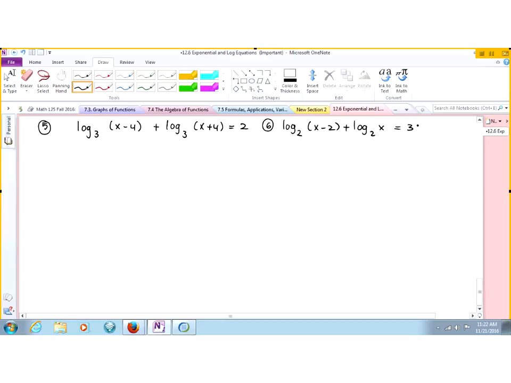Now, number 5, what should we do here? Condense it. So what is it? Log base 3 of (x minus 4)(x plus 4) equals 2. So 3 raised to the left, 3 raised to the right. So what do we have? (x minus 4)(x plus 4) is equal to 9. So x squared minus 16 is equal to 9. Then?